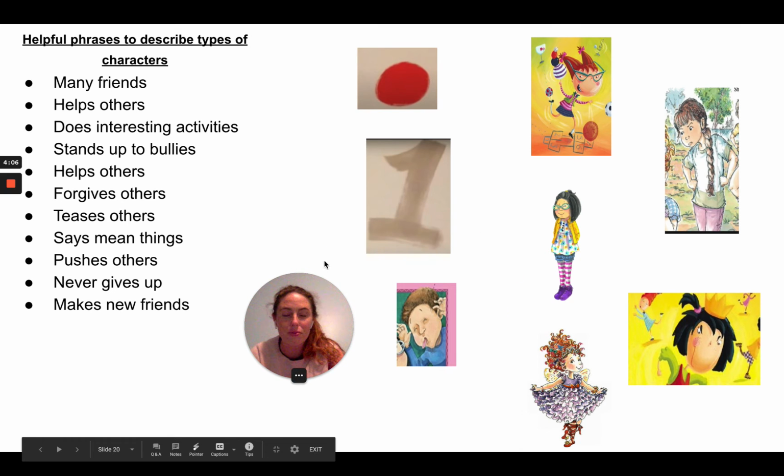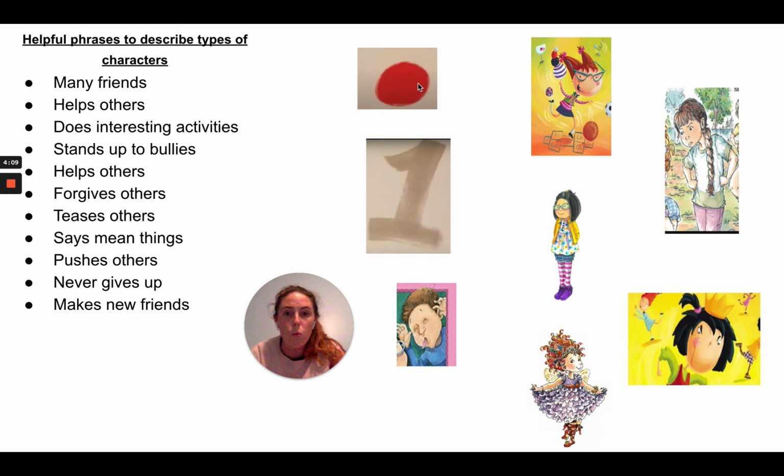All right, so here we go. We've got Red and One from the book One. You have Katie Sue and Rodney from Katie Woo No More Teasing. You have Katie Sue and Mean Jean from The Recess Queen. And here you have Fancy Nancy and Grace from Fancy Nancy and the Bully, I think.